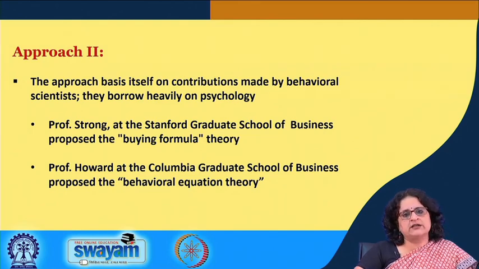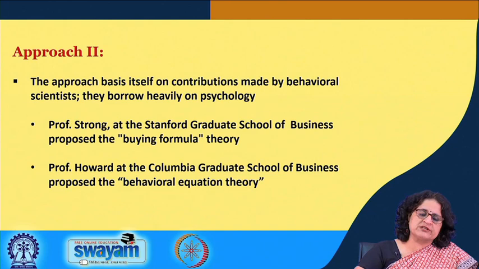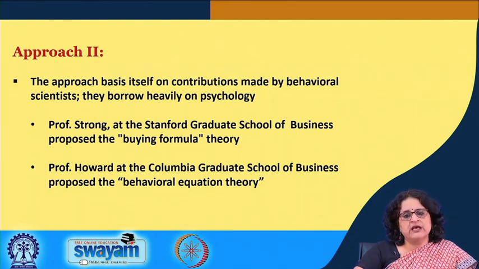Professor Howard at the Columbia Graduate School of Business also proposed another theory, which is the behavioral equation theory, which again gives a lot of emphasis on how a consumer would react and behave given a salesperson's stimuli, or the stimuli presented by the salesperson. So both these theories draw heavily from behavioral sciences, and both these theories actually draw upon the field of psychology.